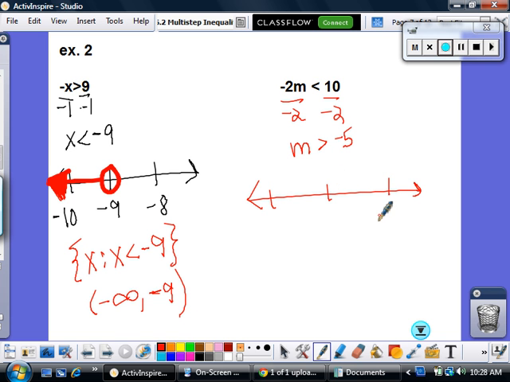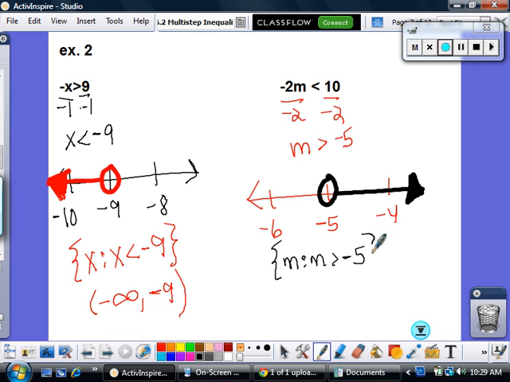Think about your number line. Is your number line going the right way? And then we've got an open circle here, and greater than's going to the right. So that will be the set of m's such that m is greater than -5. And so looking here, where does this start? At -5, and that's open. And where does it go?